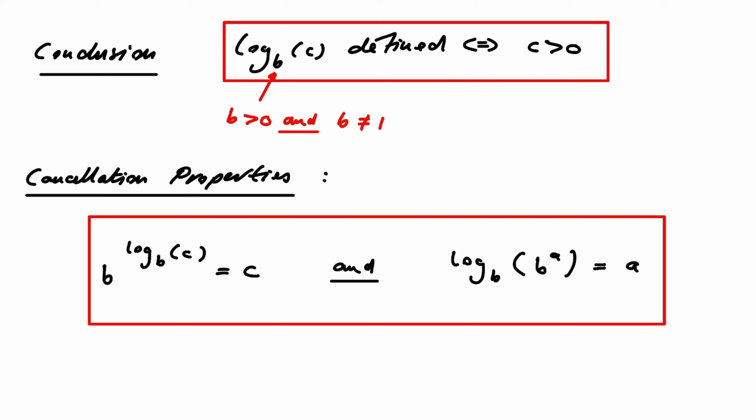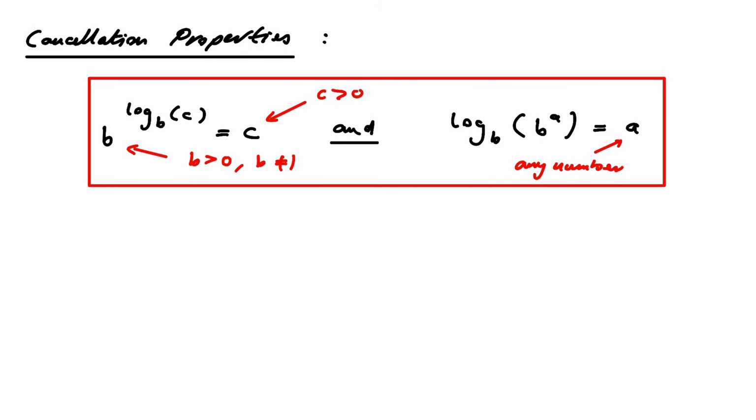Worth saying here, of course, c has to be greater than 0, b has to be greater than 0 and not equal to 1, and a can be anything. Remember, you can take b to any power if b is positive. So these are the cancellation properties. Let's do a quick example, a numerical example. I'm not going to go into complicated examples yet.